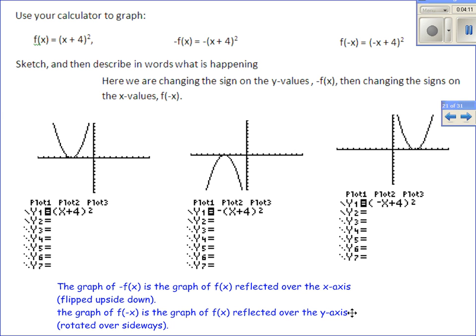So what's happening here, if you take a negative times the whole function, the graph's reflected over the x-axis. It's flipped over the x-axis. It's flipped upside down. Whereas if we go inside the function and replace the x values with the negative x values, the graph is going to be reflected over the y-axis, reflected over here. So it's rotated over sideways.